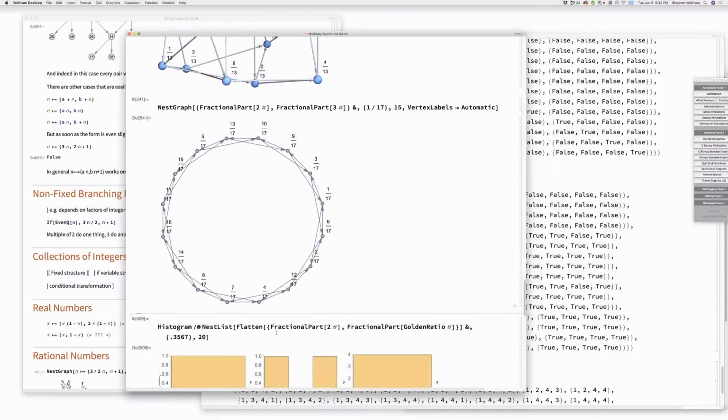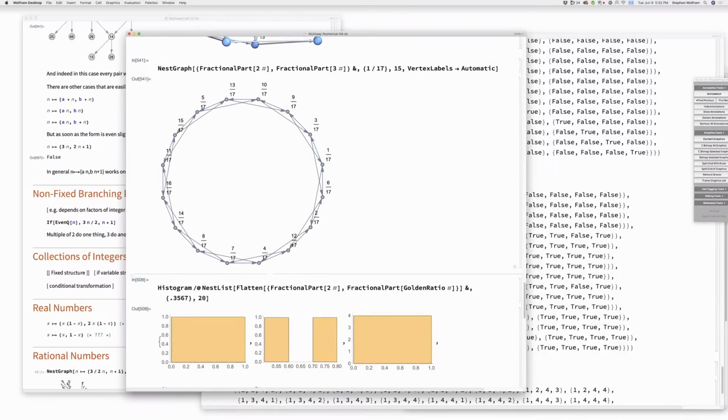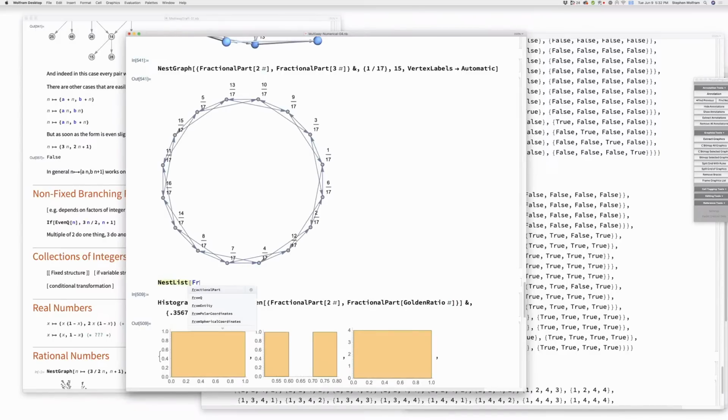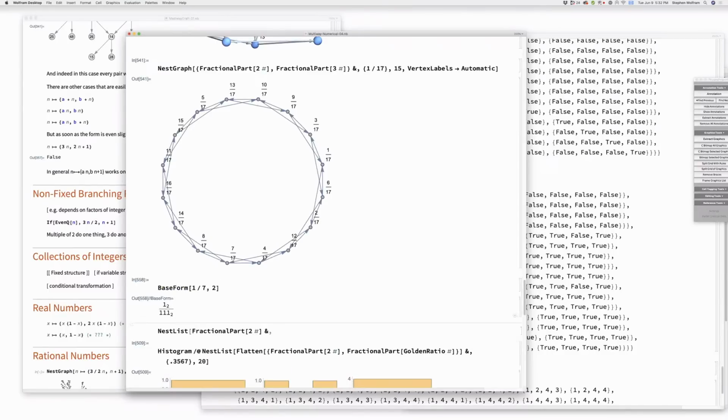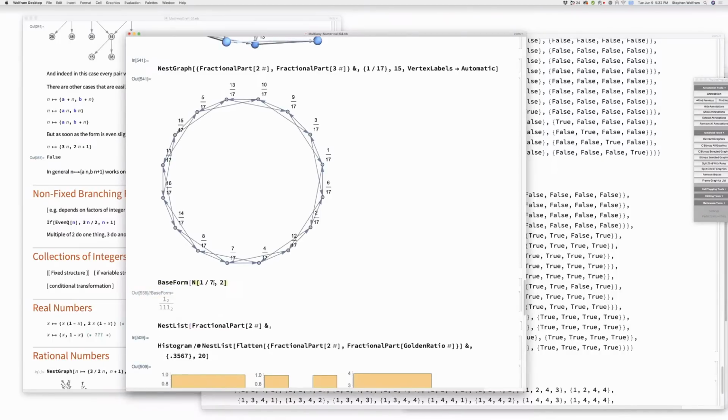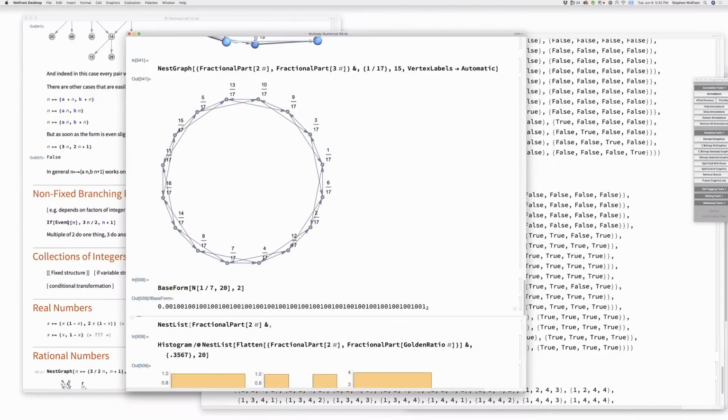Let's see. The naive thing here, let's just understand this. So if I say nest list of fractional part of 2 hash, comma, give us your favorite number, well, let's do a favorite number in binary. So let's say base form 1/7 base 2. Oh, come on. Boring, boring, boring. Let's say n of that, comma, 20 and base 2. Okay, so there's a recurring binary, whatever. What is a binary number? What is the analog of a decimal for binary?